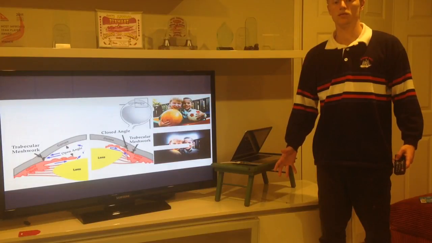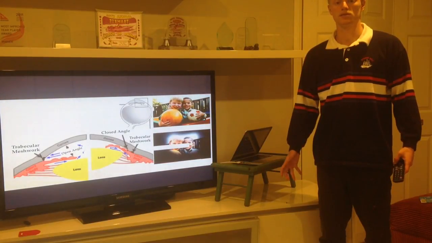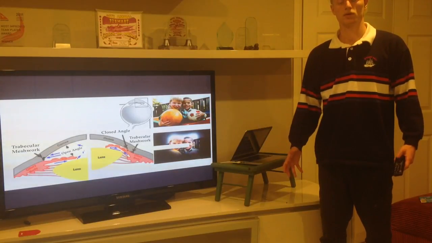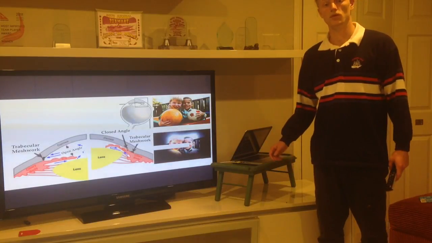But when a person has glaucoma, their intraocular eye pressure increases. This happens when either too much fluid is produced in the eye, or the drainage channels, the trabecular meshwork of the eye, become blocked due to a closing of the angle between the cornea and the iris.